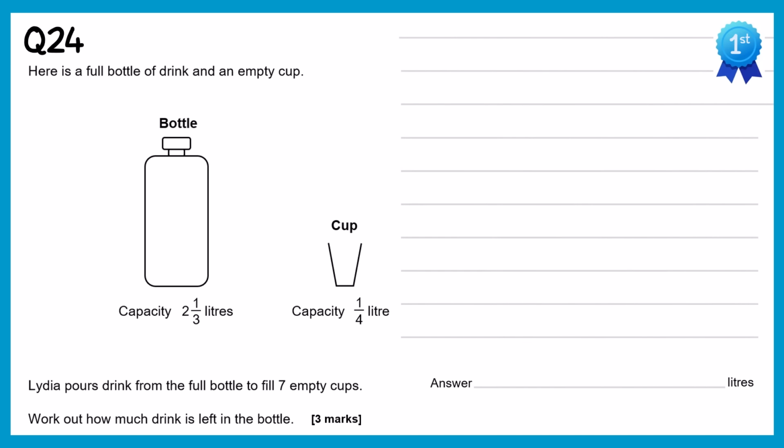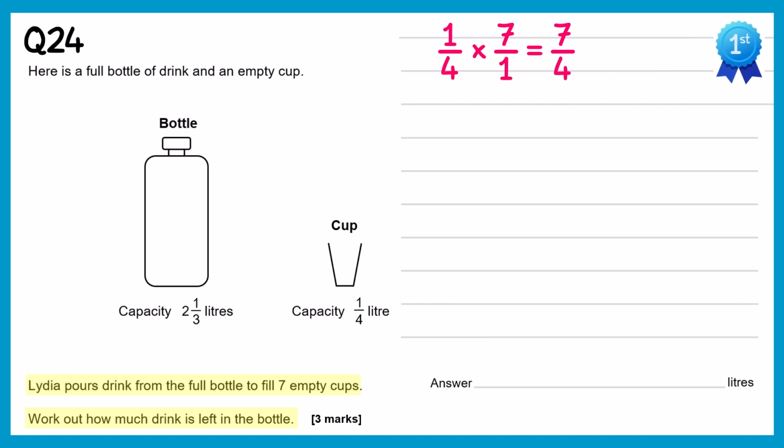In this question, Lydia is going to pour a drink from the full bottle to fill 7 of the empty cups, and we need to work out how much drink is left in the bottle. So let's start by working out the capacity of 7 of the empty cups. Each empty cup has 1/4 of a litre, and we're going to fill 7 of them, so we can multiply this by 7. To multiply these, we'll rewrite the 7 as 7 over 1, and then multiply 1 and 7 to get 7, and 4 and 1 to get 4. So the amount of drink needed to fill 7 of these cups is 7 quarters.